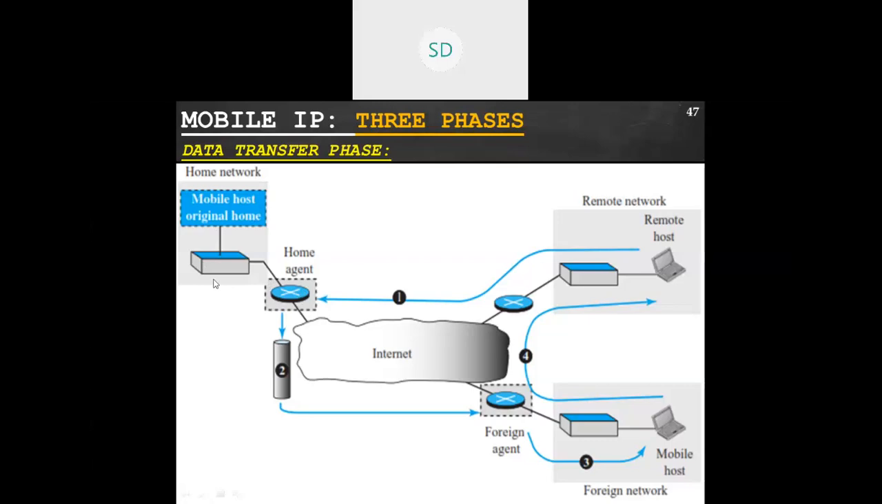So from the home agent to the foreign agent. After receiving the packet, the home agent sends the packet to the foreign agent. In the table, we will have that address. It will be updated during the registration phase. So the packet will be transferred to the foreign agent.